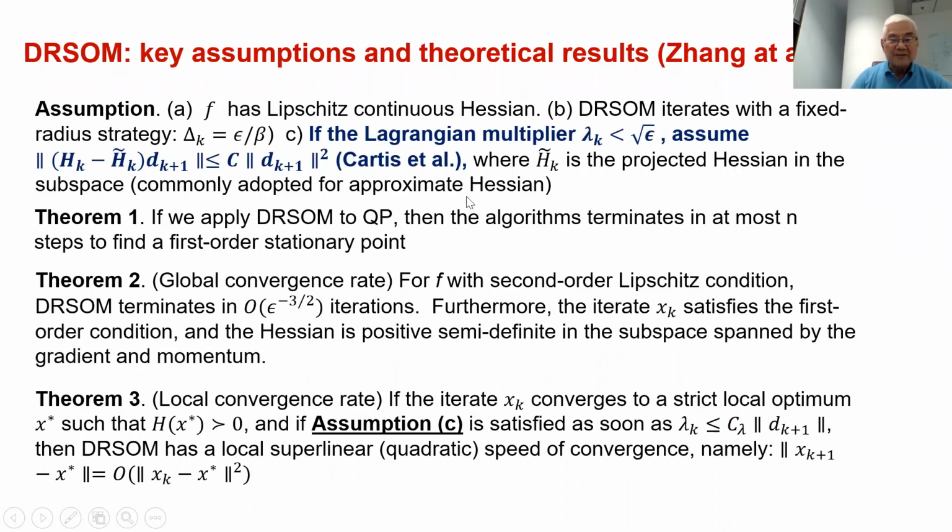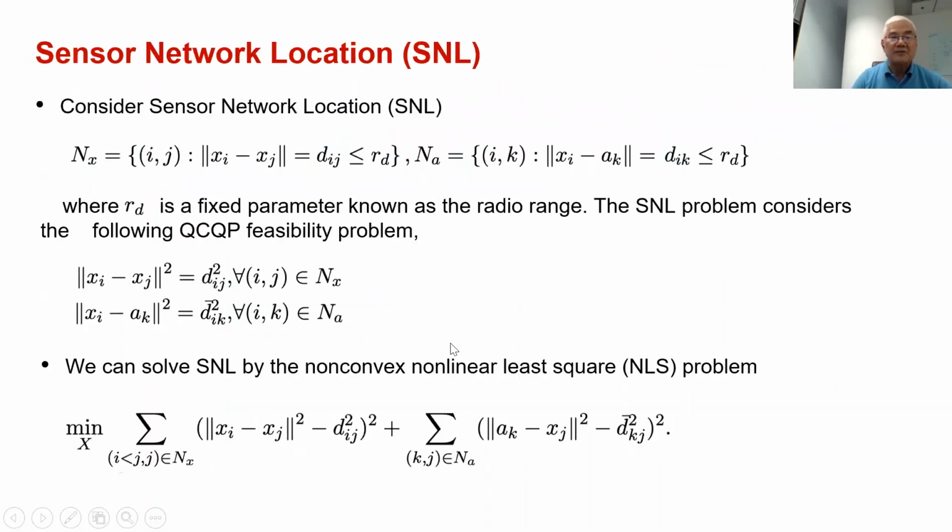There are some theories that converge in 3/2 iterations under certain assumptions, which is popularly assumed, using nonlinear optimization. You also have some local convergence, which basically behaves like a full-dimensional method. I just wanted to show you, for example, this.